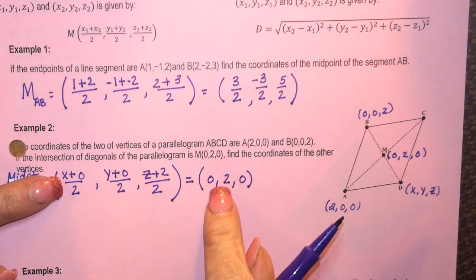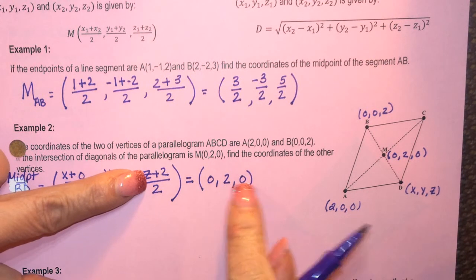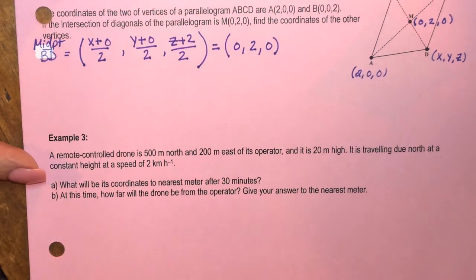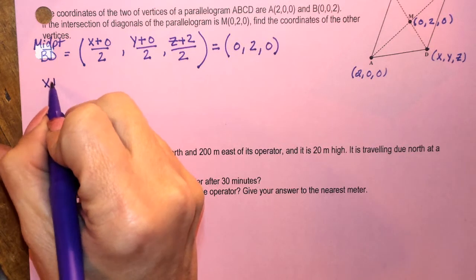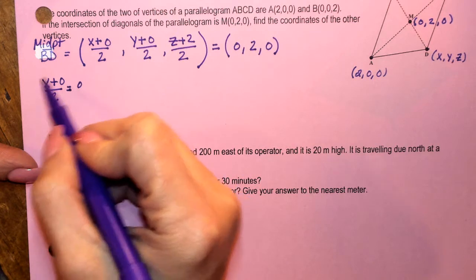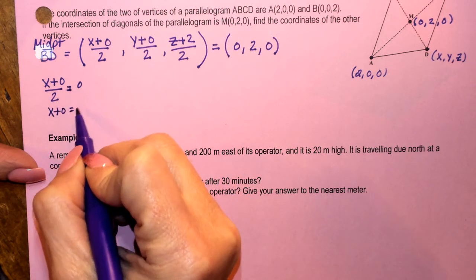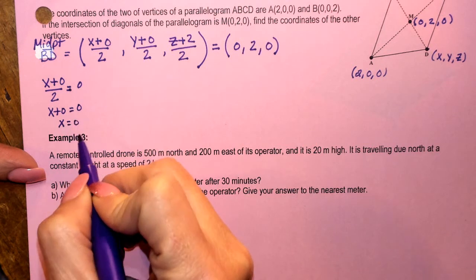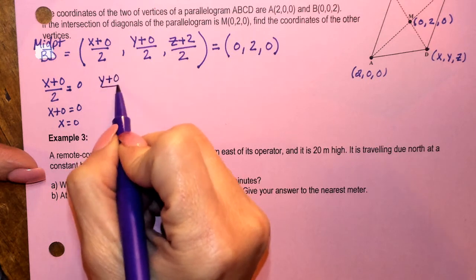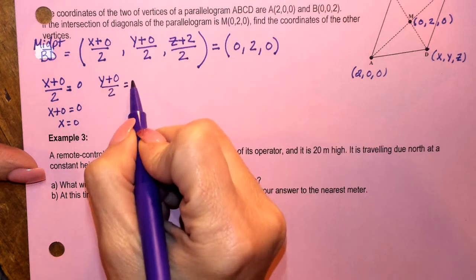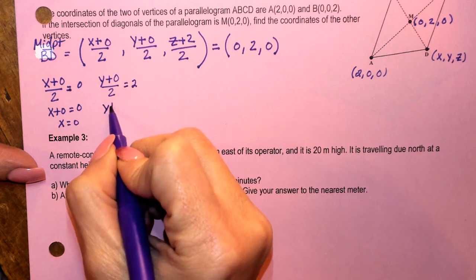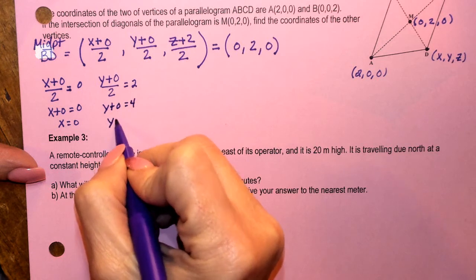So here's what I'm going to do. I'm going to set this one equal to 0, this one equal to 2, and this one equal to 0. I'm going to move this up a second while you guys are already working on that. Okay, so X plus 0 over 2 has to equal 0. I'm going to cross multiply, and I get X plus 0 equals 0, so X equals 0. So I know what the X value is. Then Y plus 0 over 2 equals the Y value. The midpoint of this line is 2. Cross multiply, so Y plus 0 equals 4, or Y equals 4.